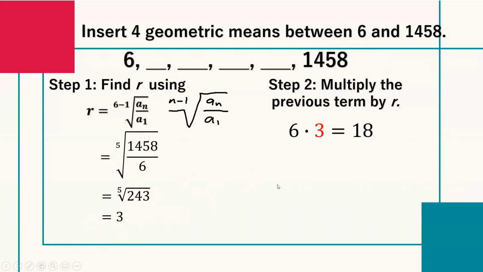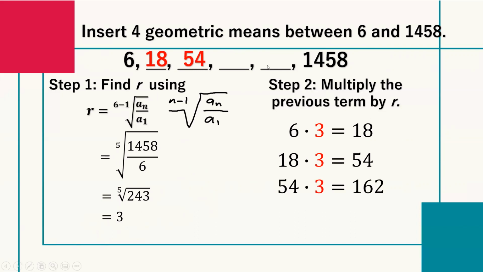Next, multiply the previous term by the common ratio. 6 times 3, that is equal to 18. 18 times 3, that is equal to 54. 54 times 3, that is equal to 162. And then kapag minultiply ulit natin by 3, that is equal to 486. Kung gusto nyo pang malaman kung tama yung last term natin, i-multiply nyo ulit by 3, and makukuha nyo si value na 1,458.